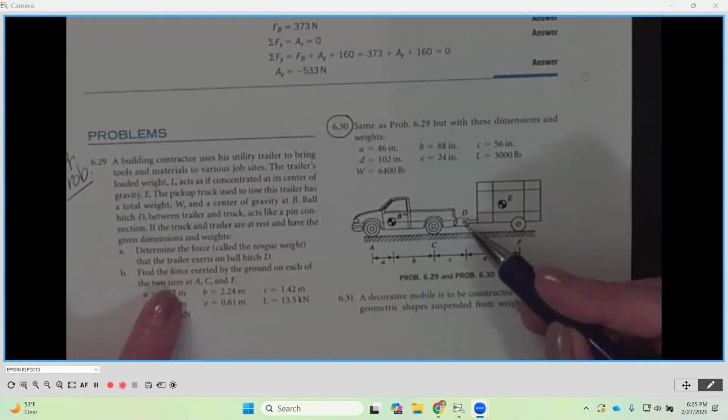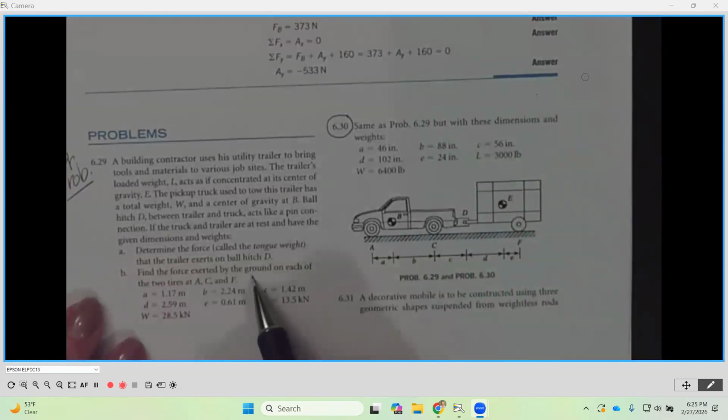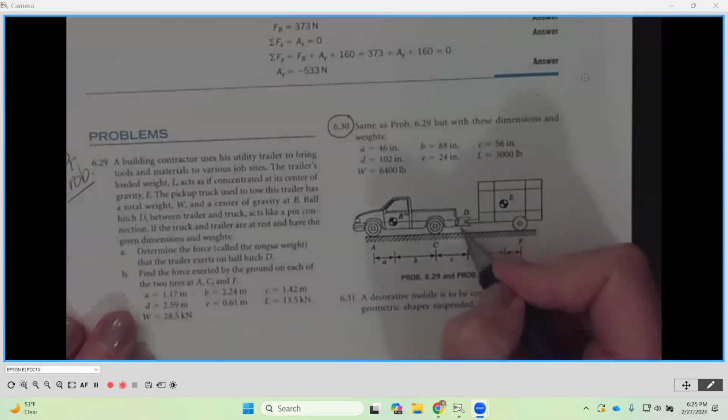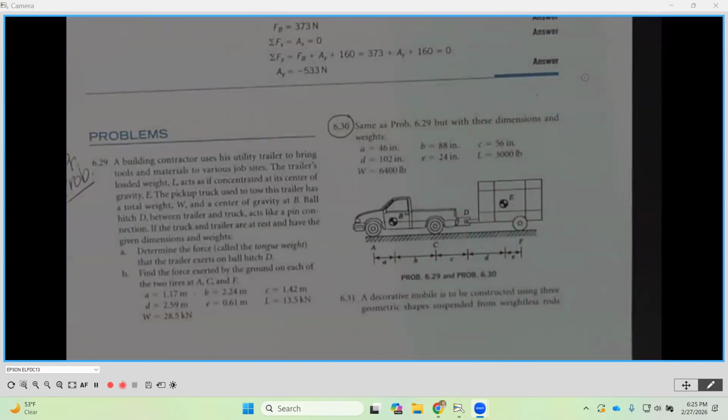And then also find the force exerted by the ground on each of the two tires, A, C, and F. So even though this doesn't look like a frame, it's acting like a frame. When we draw the free body diagram, I'll show you why it's similar and acts like a frame. So we can solve this like a frame, and our internal pin is going to be that ball hitch. Now remember, this is not moving down the road. This is just sitting static, right where it's at, in equilibrium.